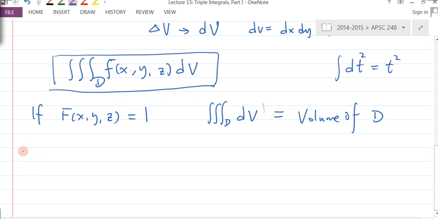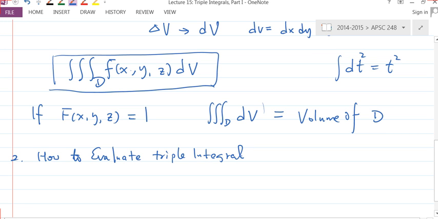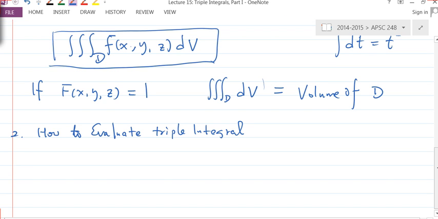So the next subject is how do we evaluate this triple integral? Like the double integral, where we talked about two different coordinate systems, Cartesian and polar, the same goes for the triple integral. We actually have three different coordinate systems: Cartesian, cylindrical, and spherical. First, let's look at how we evaluate the triple integral in Cartesian coordinates.